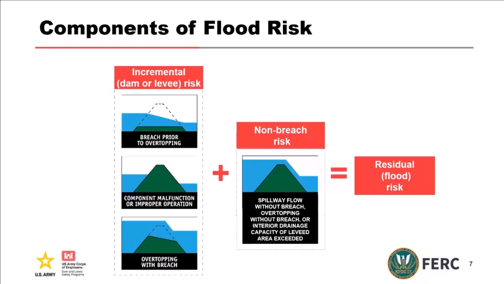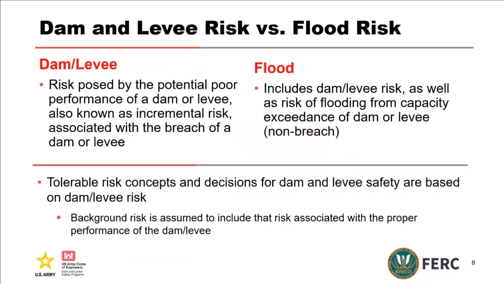This slide kind of repeats that a little bit. Dam and levee risk is risk posed by the potential poor performance of a dam or levee, also known as incremental risk, associated with the breach of a dam or levee. And then flood risk includes dam and levee risk, as well as the risk of flooding from capacity exceedance of the dam or levee. So it's the flood risk that the people downstream care about. Dam and levee risk, that's the one we're focused on reducing.